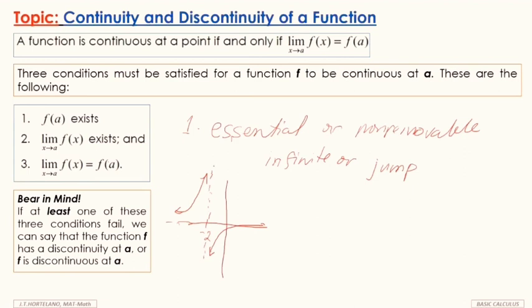the graph, the function f of x as x approaches -2. So in this case, whether you test the left-hand limit and the right-hand limit, they will not be equal. Therefore, the limit of f of x does not exist. So condition number 2 is not satisfied. So we can say that this is non-removable infinite discontinuity.